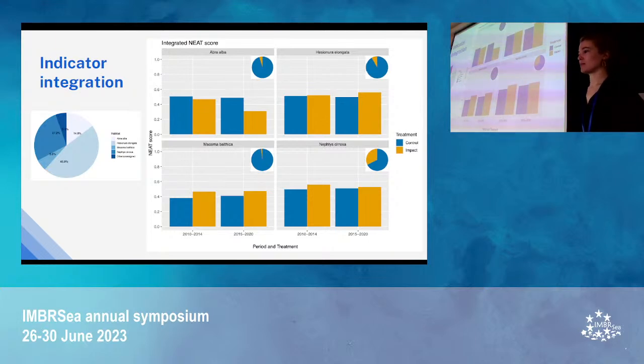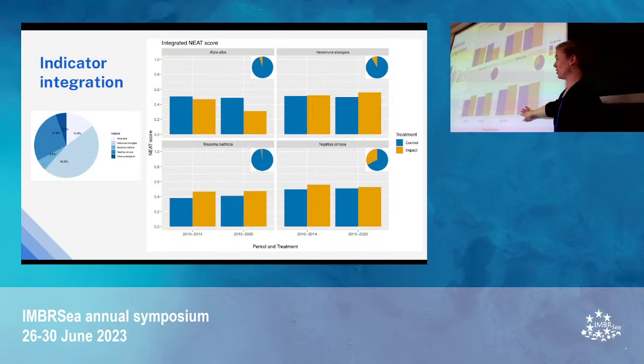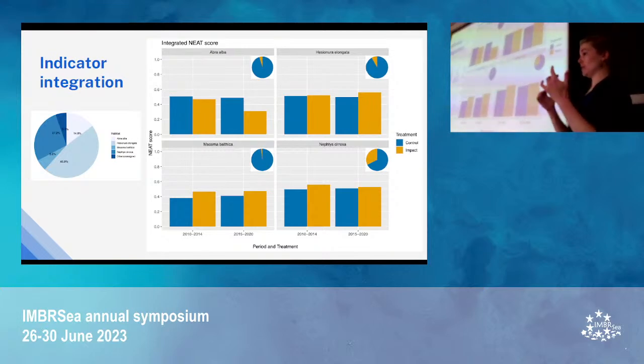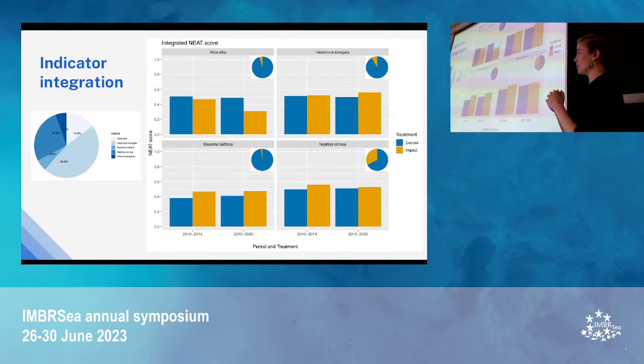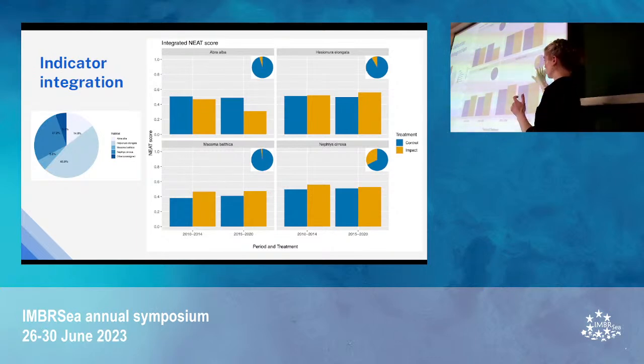Precipitation should be added to this graph, just to make the graph more interpretable. Yes, and the NEATS tool, which was used for this integration, is essentially a weighted average of the different indicators. They're weighted according to the area that each treatment occupies within the habitat.